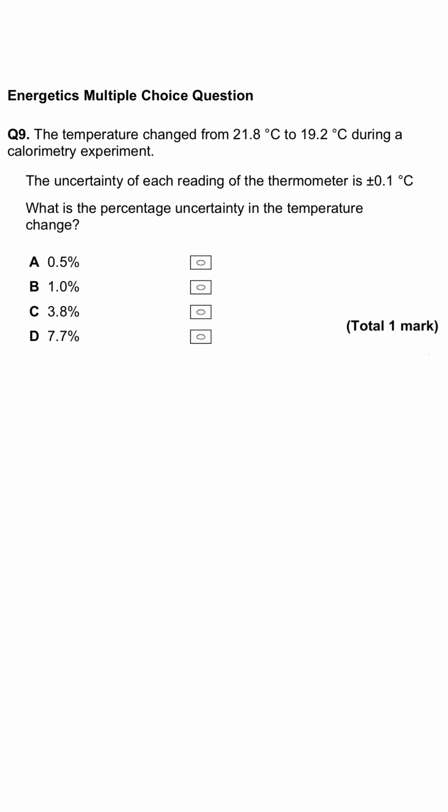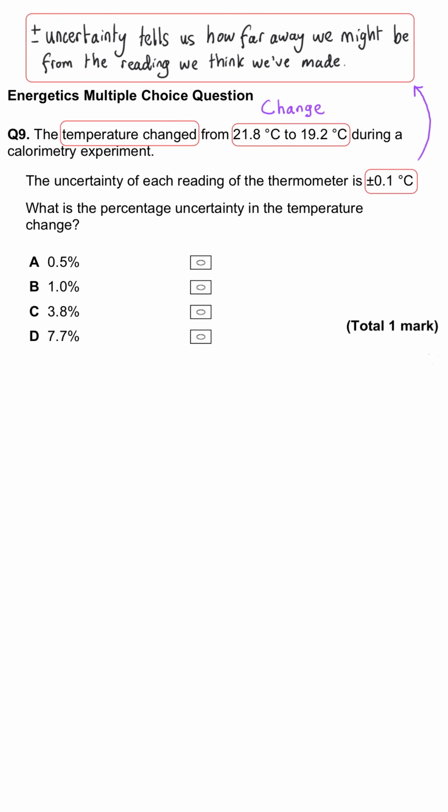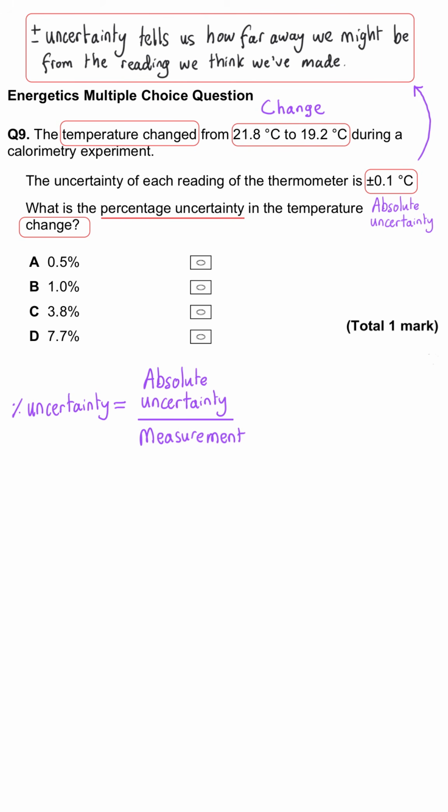The temperature changed from 21.8 degrees C to 19.2 degrees C during a calorimetry experiment. The uncertainty of each reading of the thermometer is 0.1 degrees C. What is the percentage uncertainty in the temperature change? Well, you calculate the percentage uncertainty by taking the absolute uncertainty, that's the plus or minus 0.1, and dividing it by the measurement that you've made and multiplying that by 100. If you're taking a single reading, that's the end and that's everything that you need to do.